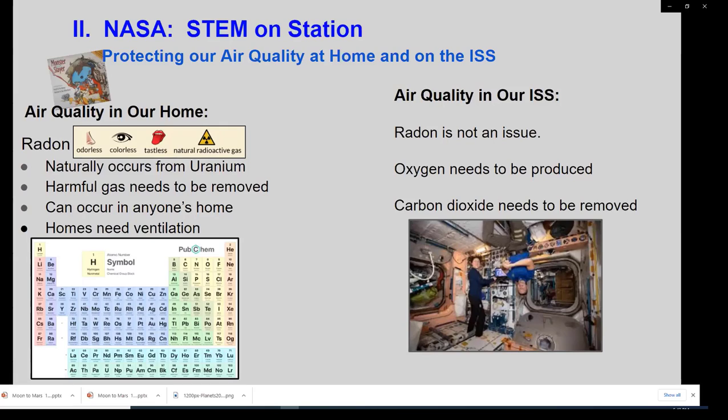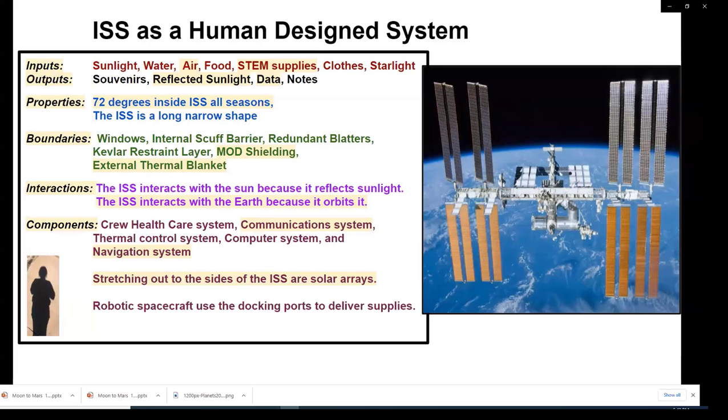Now, the air quality on the ISS is not so easy to balance. We can't just open the windows to ventilate. But radon is obviously not an issue. However, oxygen needs to be produced, and carbon dioxide needs to be removed by dumping it overboard. These are topics that we are currently researching at Little Singer, and ones that we'll be continuing to look at throughout this spring semester. Our next presenter is Brielle Vicente. Brielle, go ahead and tell us about the International Space Station.